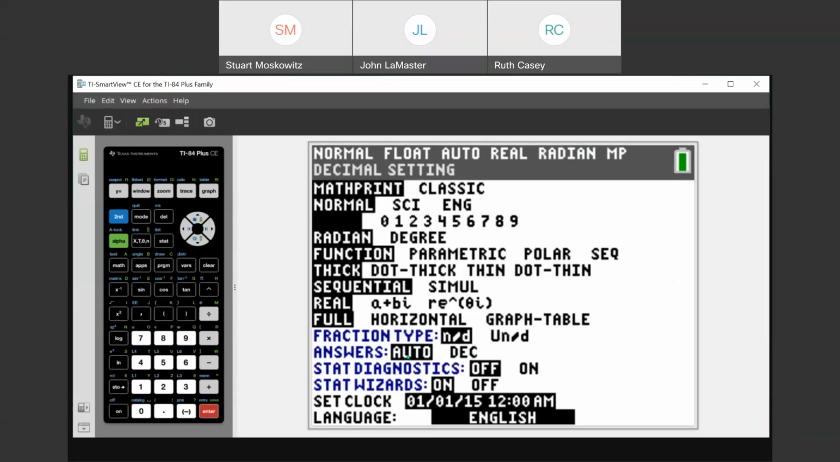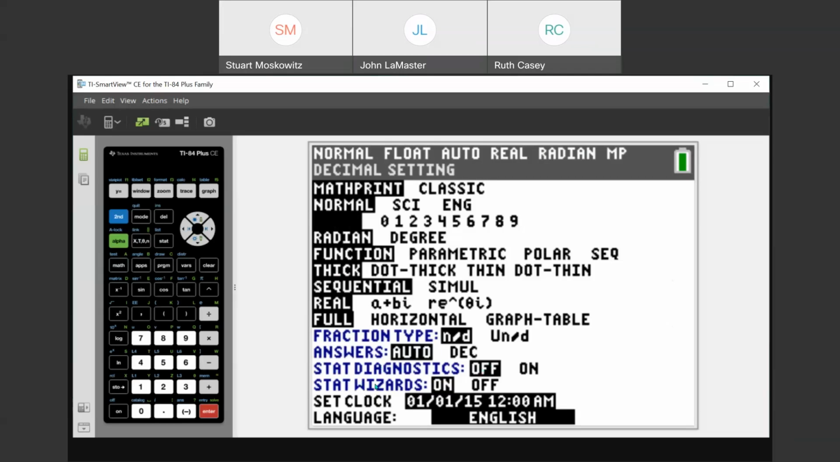If you would like to see an exact answer, if possible, then choose auto. It will give you a fractional answer, an exact answer, if it can. Statistical diagnostics: if you're doing any statistical analysis, the default setting keeps the correlation coefficient R and R squared turned off. So that's what that is.